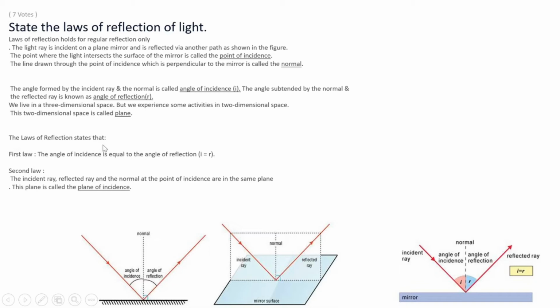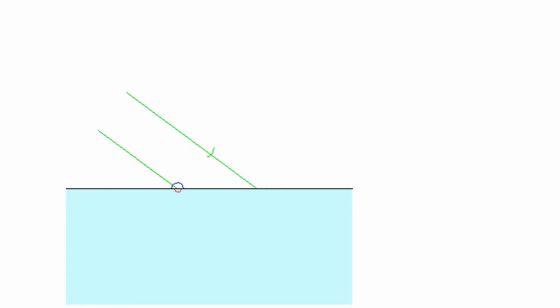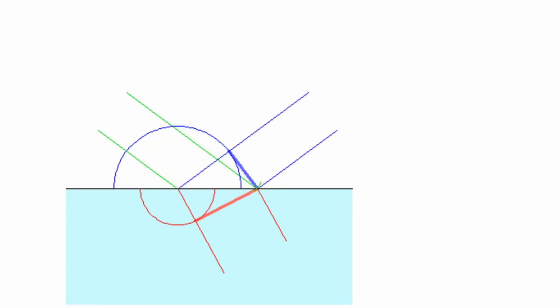The law of reflection states, first law, that the angle of incidence is equal to the angle of reflection, i is equal to r. Second law, the incident ray, the reflected ray and the normal at the point of incidence are in the same plane. It is not that the incident ray is here and the reflected ray is elsewhere. They are on the same plane. This is called the plane of incidence. See, this is how reflection takes place.